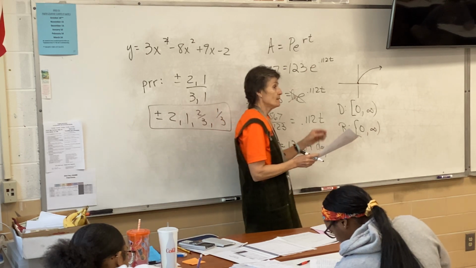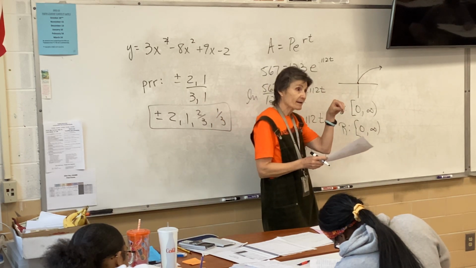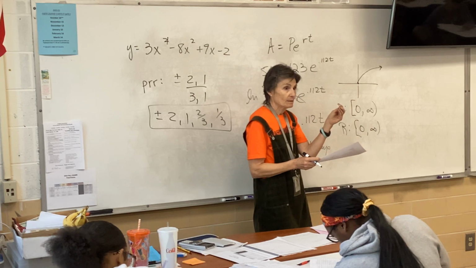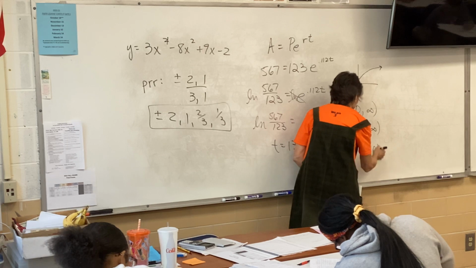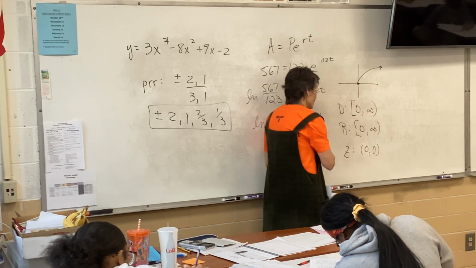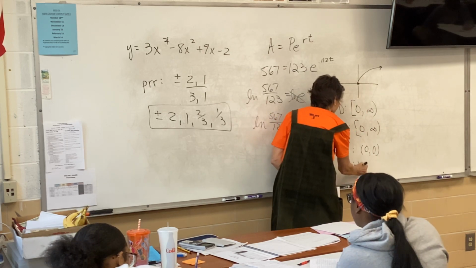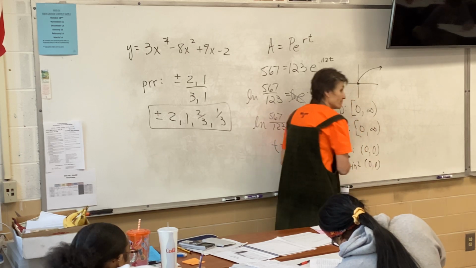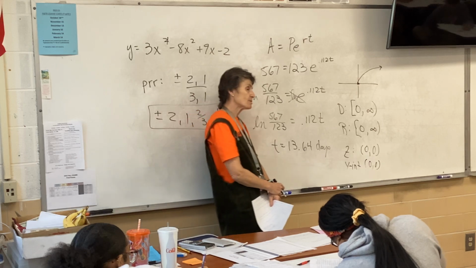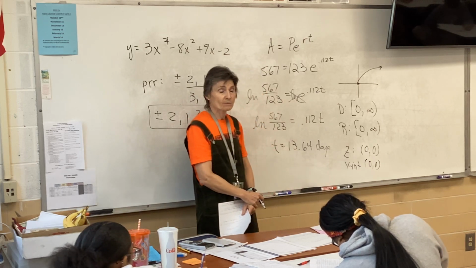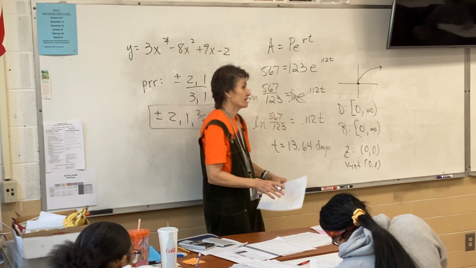Zeros. Now, zeros are x-intercepts. So the zeros are 0, one of them. This is the 0 right there. That is also the y-intercept, isn't it? Isn't it where we cross the y-axis? Yeah. So the x-intercept and the y-intercept are the same point for this particular function.